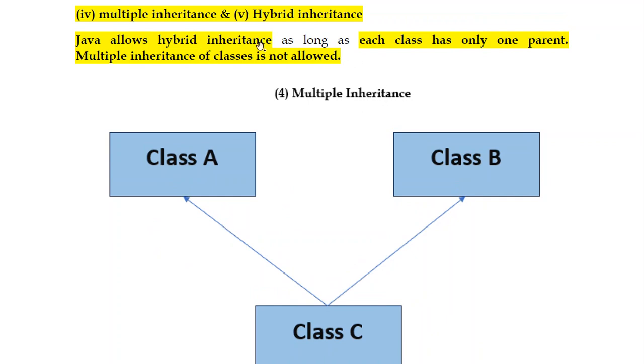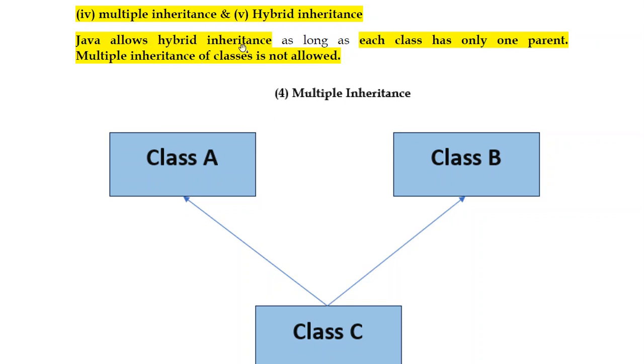In hybrid inheritance, you should be clear with this. It is a combination of single or multi-level, or single or hierarchical, or multi-level and then hierarchical. So any combination will be treated as a hybrid inheritance, because hybrid means combination. Here hybrid inheritance means a combination of single, multi-level, or hierarchical inheritance. That is what they are clearly mentioning.